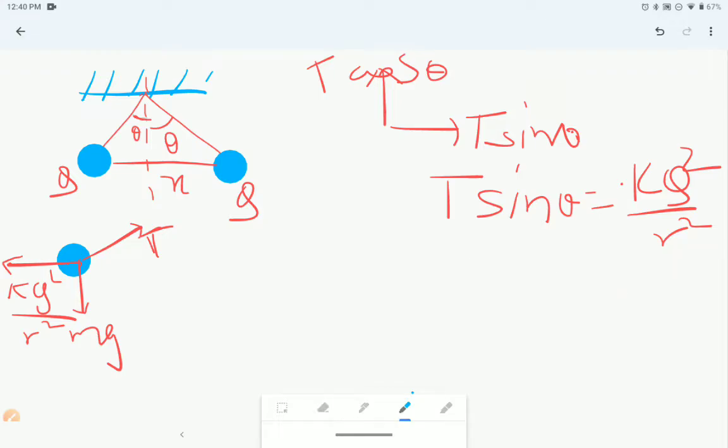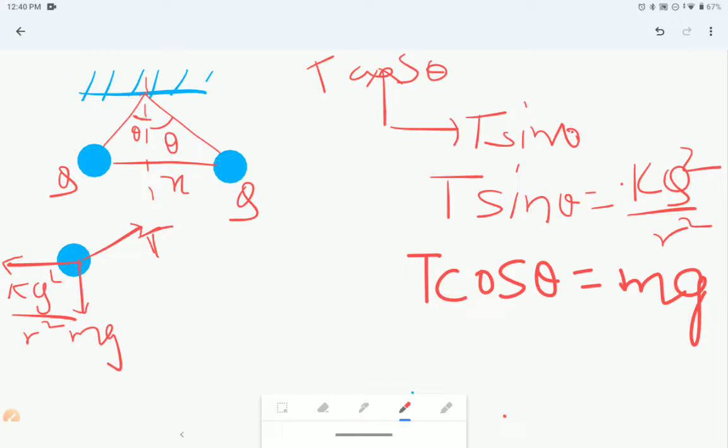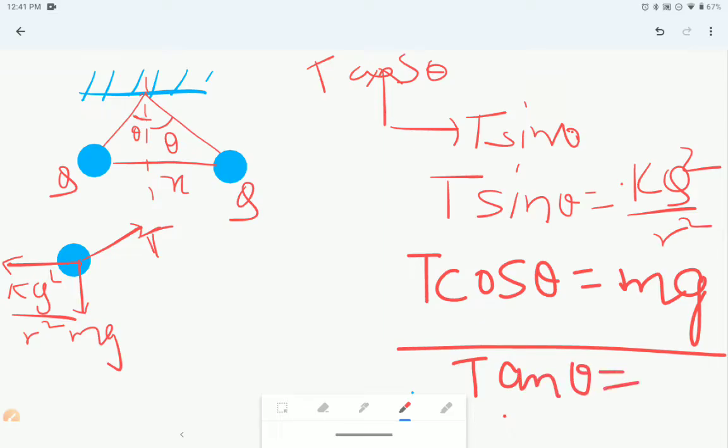T cos theta is equal to what? Mg, right? Now if we divide them both, tan theta results as kq square upon r square mg.